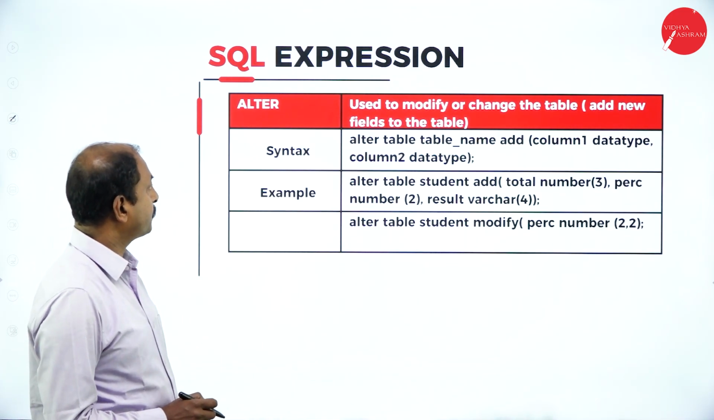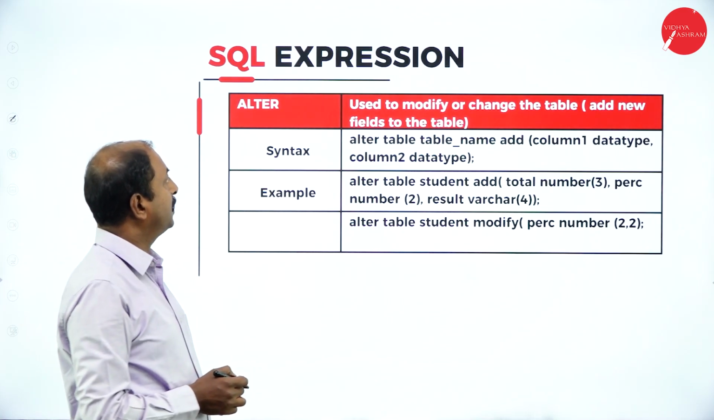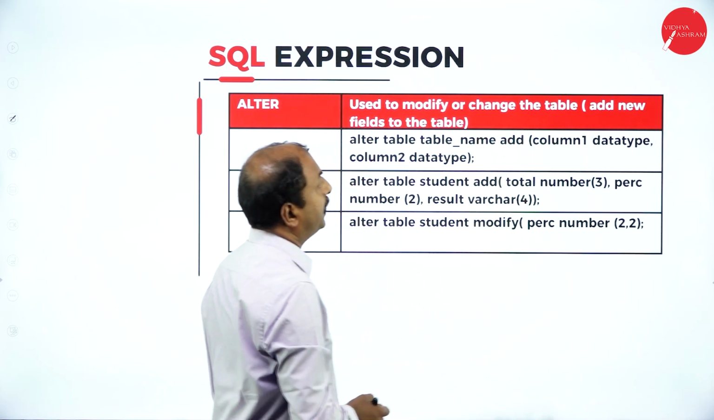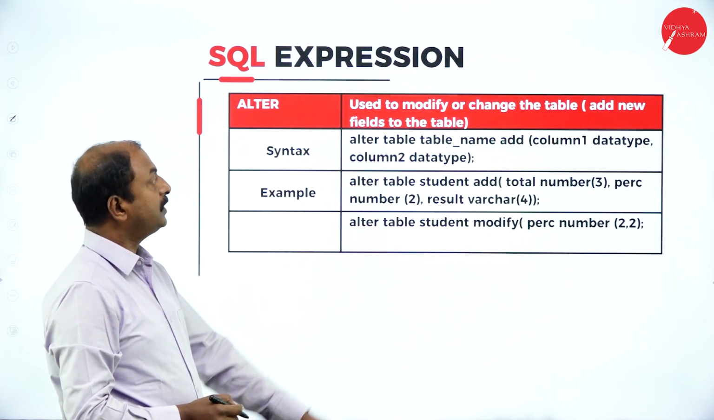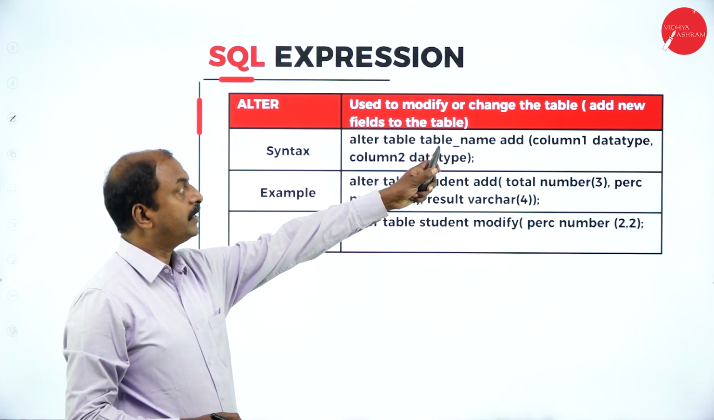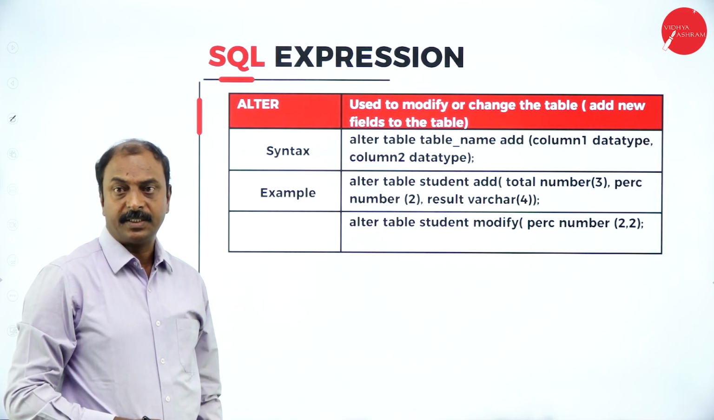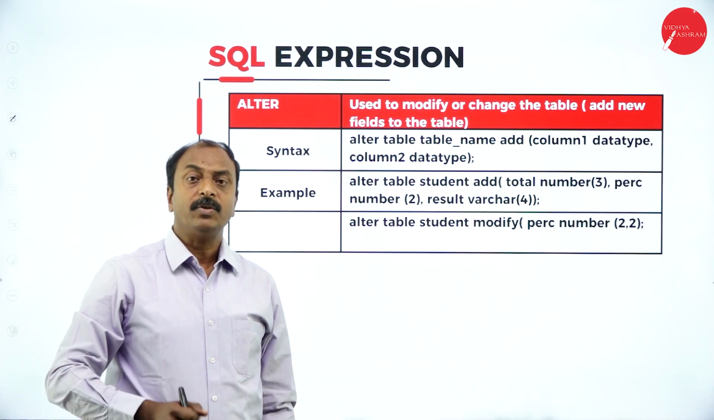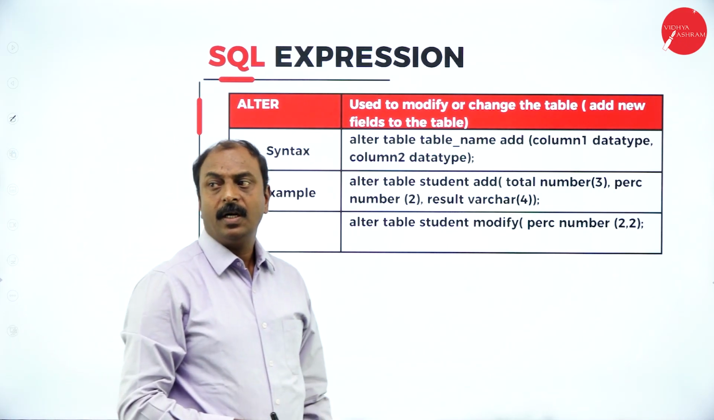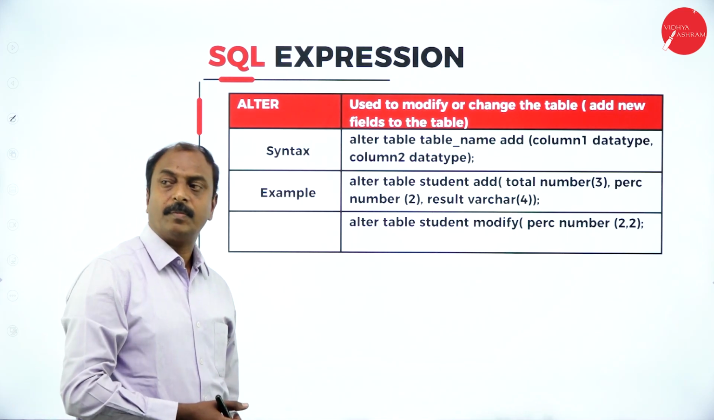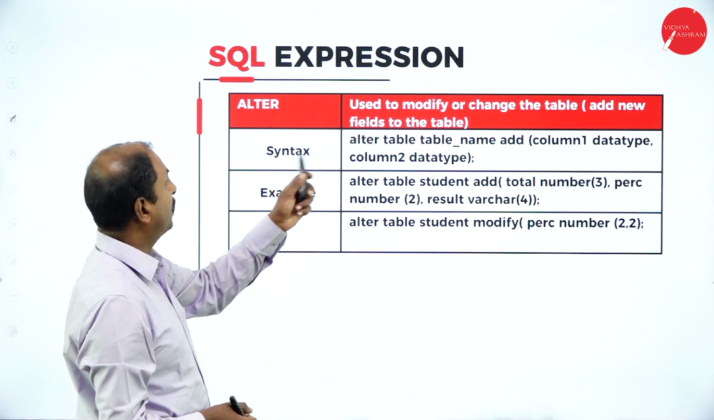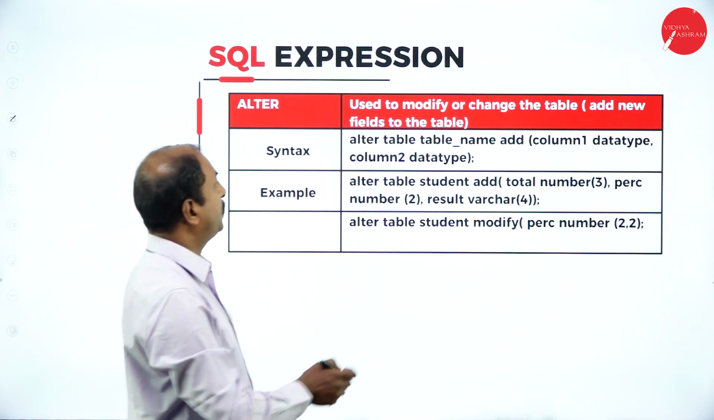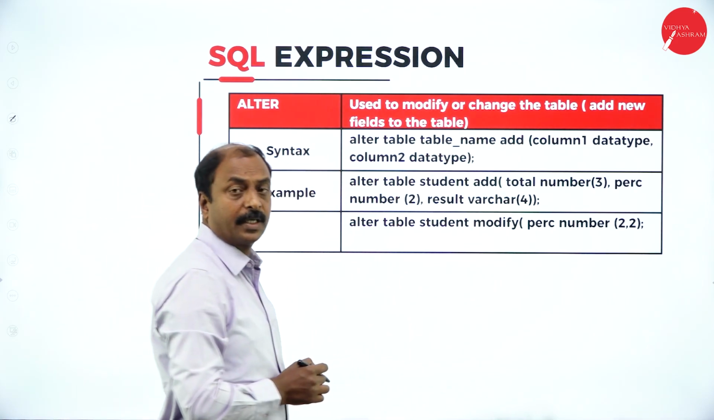Next one is the alter command. This alter command is used to modify or change the table structure itself. What is the meaning of table structure? Suppose we would like to add one more column to the table, or we want to remove a column from the table, we can make use of this alter command. So this alter command is used to modify or change the table structure.